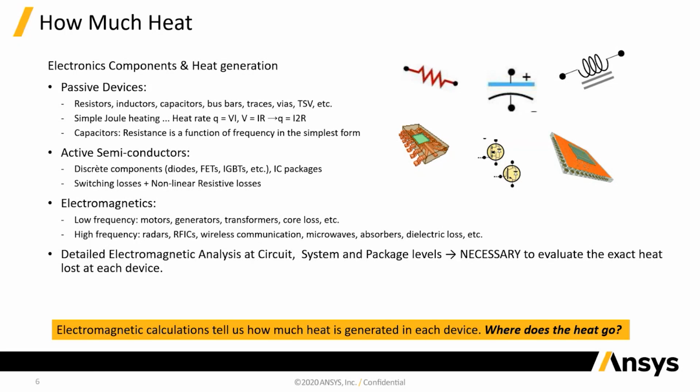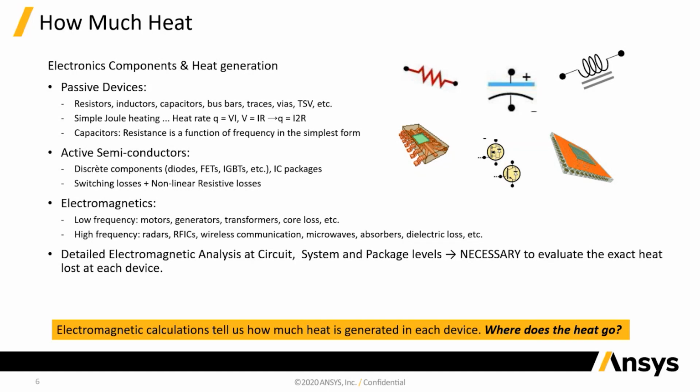There are active semiconductor devices, for example, ICs, antennas, and so on. They have certain non-linear components of resistance as well as switching losses. The information about the losses generated by these devices will mostly be in the component data sheets, where they will specify either the efficiencies or the on resistances of those devices, and based on that we can compute the losses. The third part is electromagnetic devices, where we might have motors, generators, transformers, radars, wireless communication systems.